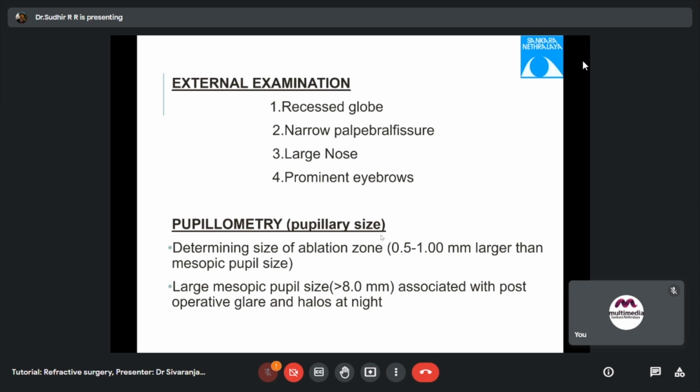Go ahead, ma'am. I think we'll just run fast because then we have a case series to go through. Pupillary size plays an important role here because it determines the size of the ablation zone. Large mesopic pupil size, more than 8 mm, is associated with post-operative glare and halos at night.